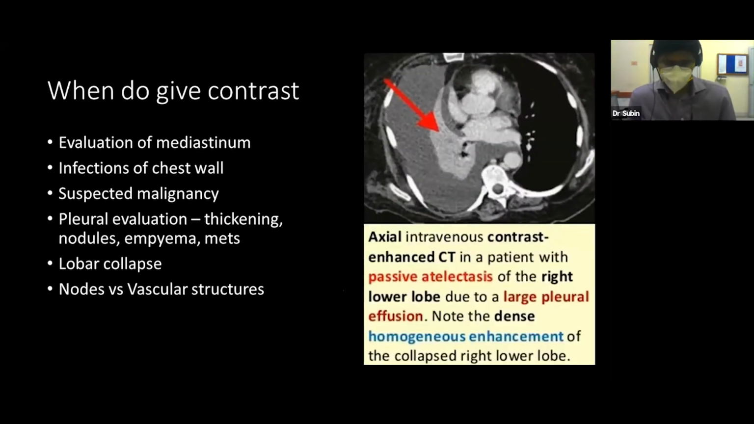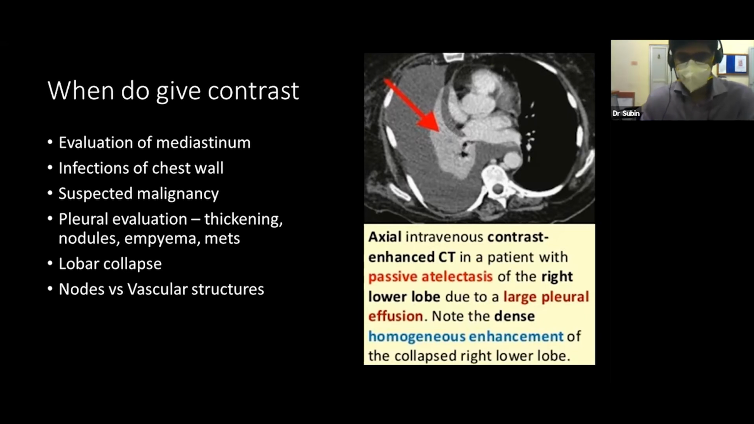So why do we actually give contrast? It's to make out differences between different types of tissues, mainly for evaluation of the mediastinum, because the heart and the great vessels take up blood. Infections of the chest wall also, and any kind of infection, even inside the lung, it's always good to do a contrast CT. Of course, malignancy is definitely one of the things. Evaluation of pleura, mainly thickening and nodules, to see empyema and pleural metastasis.